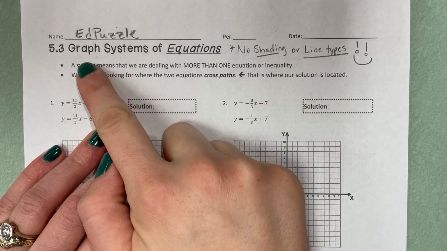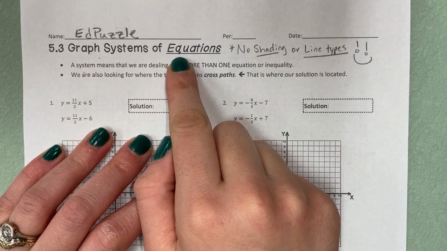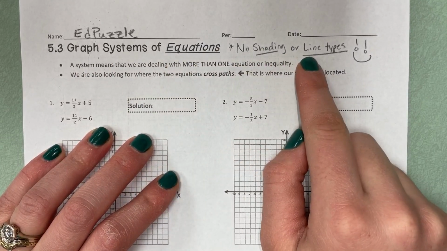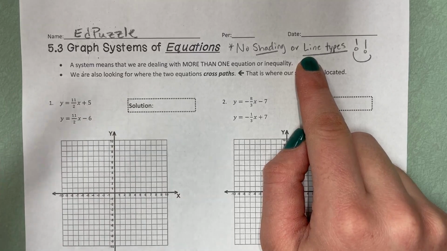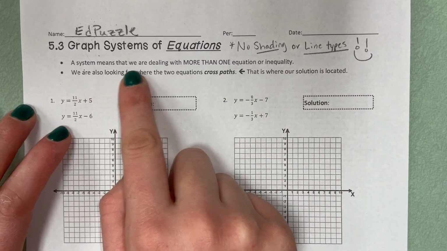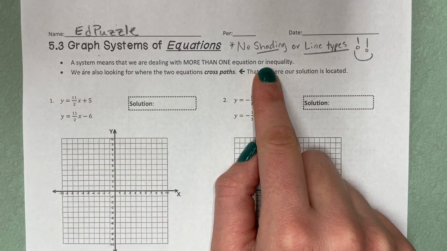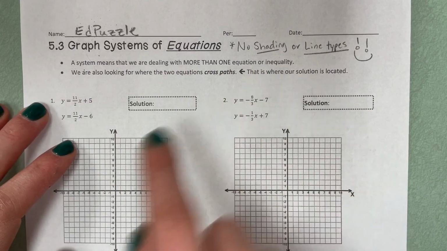Okay, so today what we're going to do is graph systems of equations. This means there's going to be no shading or line types, so all we have to do is graph it. Now a system means that we're dealing with more than one equation or inequality. We were dealing with that, we just never called it that before in the first two lessons.